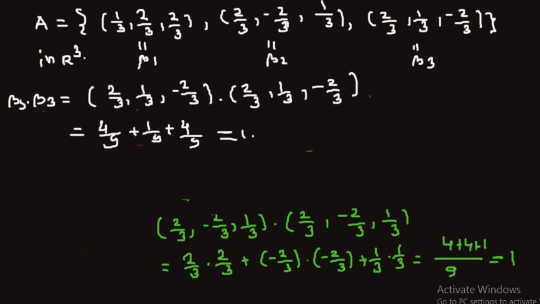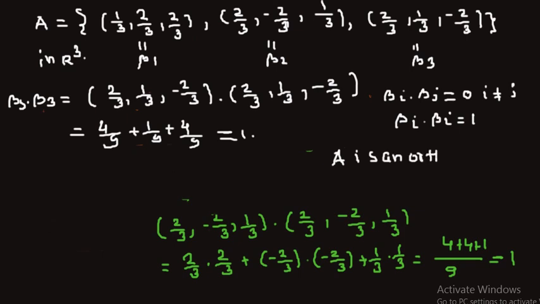You can see that over this set we have beta i dot beta j equals 0 if i is not equal to j, and beta i multiplied with beta i equals 1. So this set A is an orthonormal set in R3. In this way you can quickly find an orthonormal set from an orthogonal set of vectors.